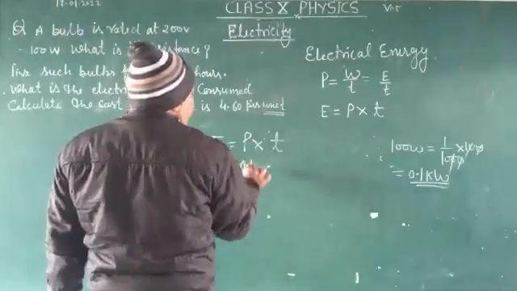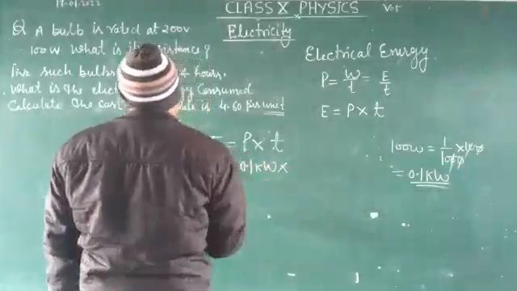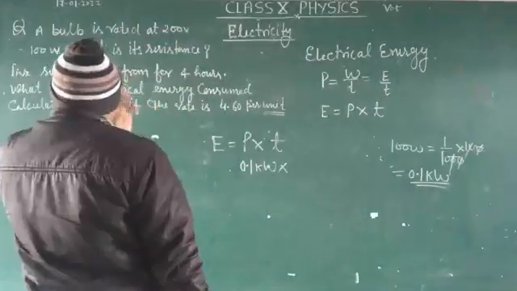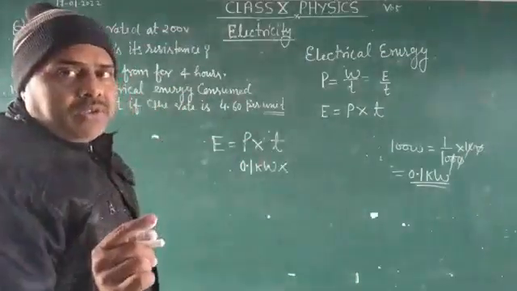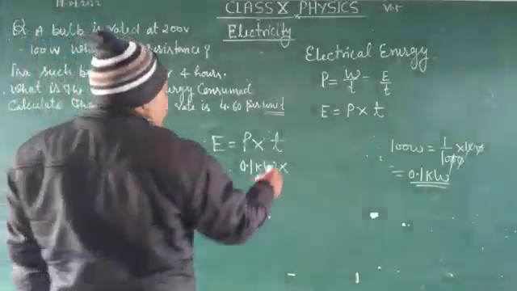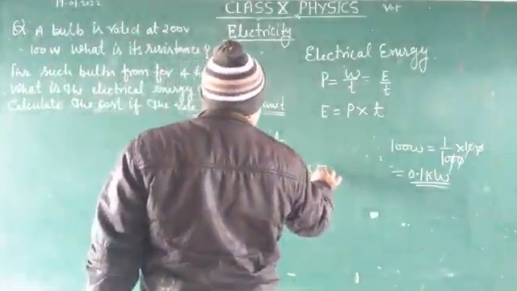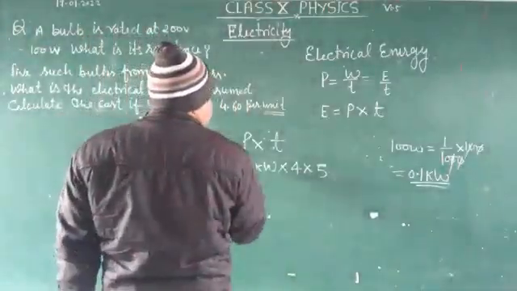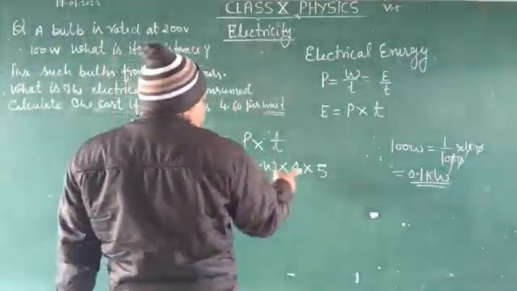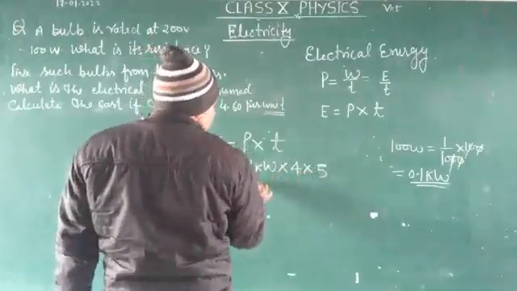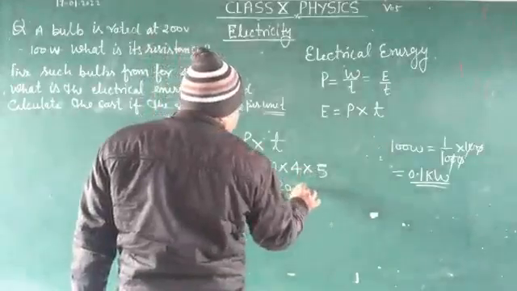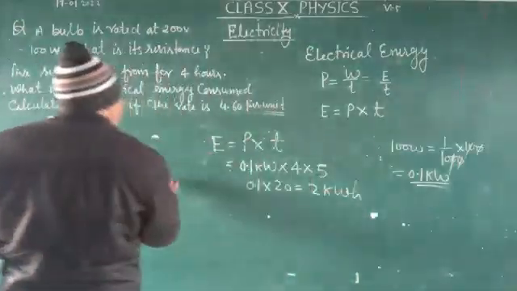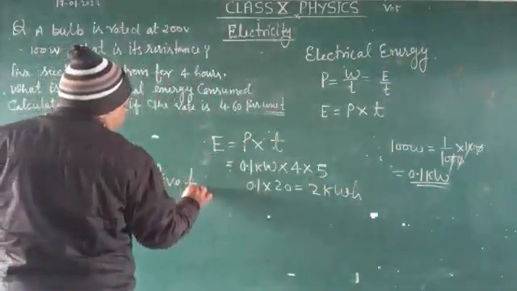So we can write 0.1 kilowatt multiplied by time, which is 4 hour. Time is 4 hour for one bulb, because here there are 5 such bulbs. So we can multiply by 5 also. This is 4 multiplied by 5 for the 5 bulbs. So 5 times 4 is 20, and 0.1 multiplied by 20 is equal to 2 kilowatt hour for the 5 bulbs.